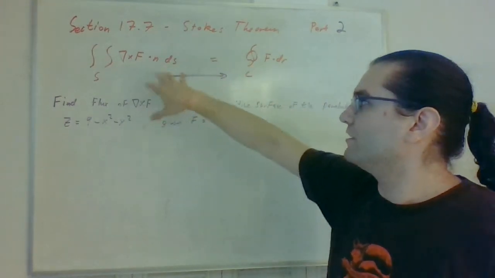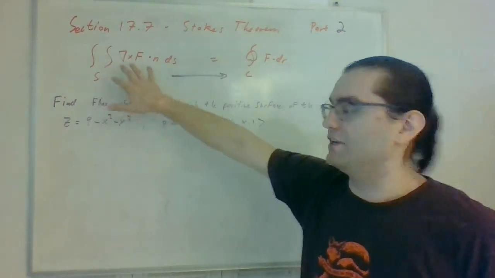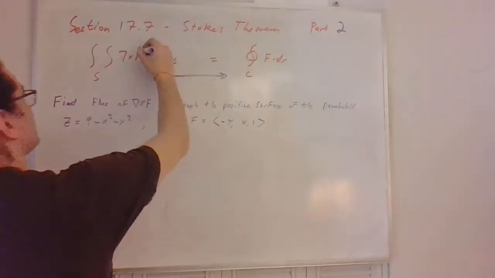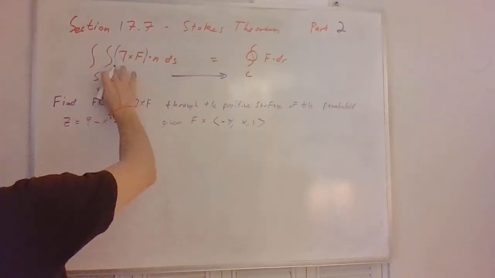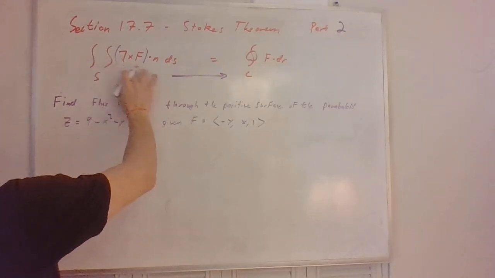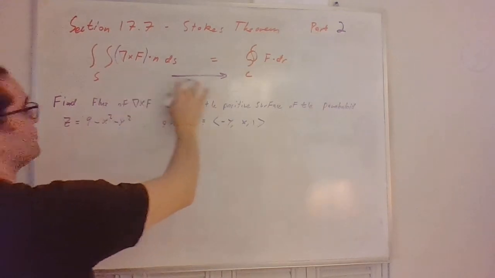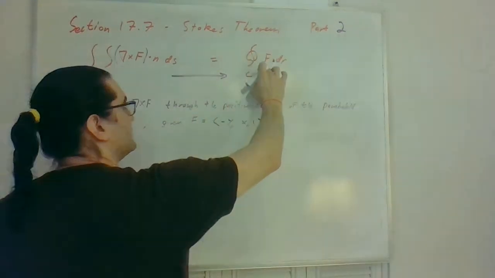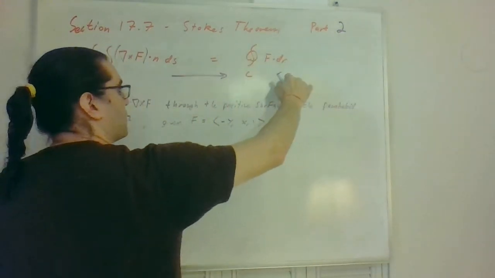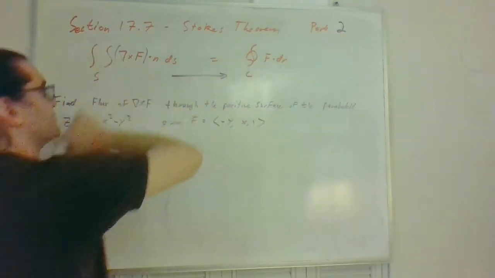So there's a lot of symbols happening here. It means if you need to take the flux integral and the vector field you're working with is the curl of something, you can instead do the line integral around the edge of your surface.